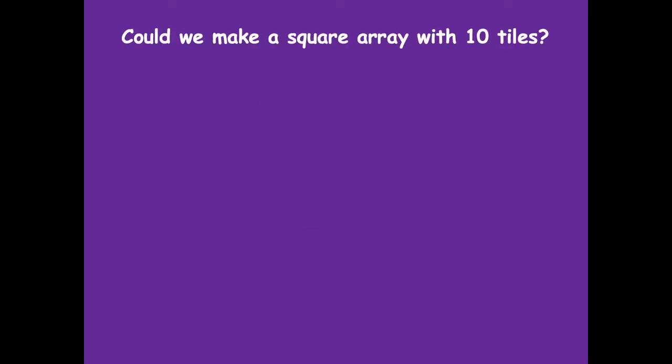All right, so could we make a square array with 10 tiles? Pause the video, grab 10 tiles, and see if you can make a square array. Remember, a square has to have the same number of rows and columns. See if you can do that with 10 tiles and then click play when you're ready to share.